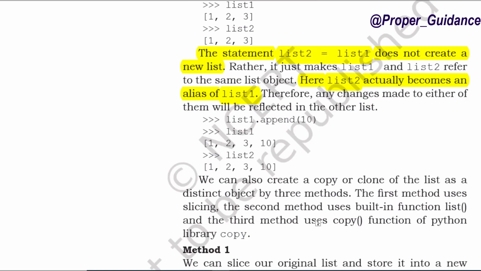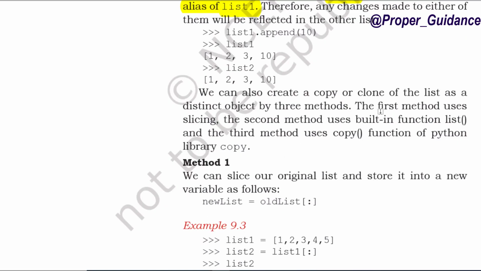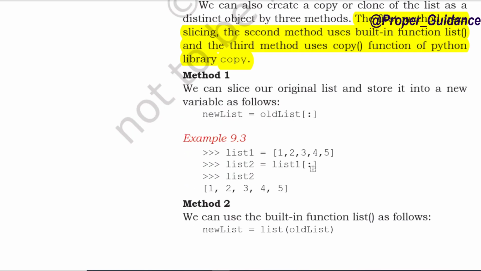Clear? Okay. We can also create a copy or clone of the list as a distinct object by 3 methods. The first method uses slicing, the second method uses a built-in function, and the third method uses the copy function of the Python library copy. Okay, so these are the various techniques we have learned. First method, method 1. We can slice our original list and store it into a new one. New list equals old list[:], this thing. Now see, list1 equals 1, 2, 3, 4, 5. List2, 1, 2, 3, 4, 5.